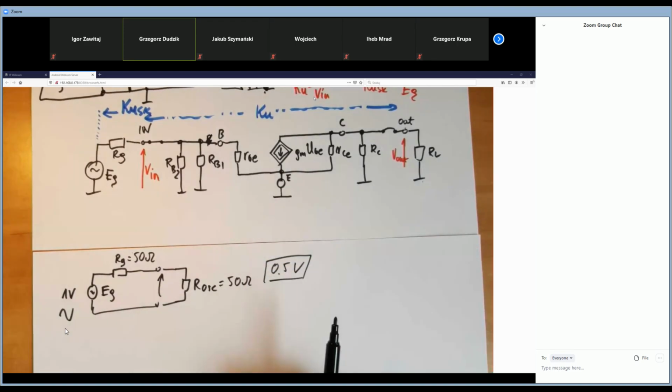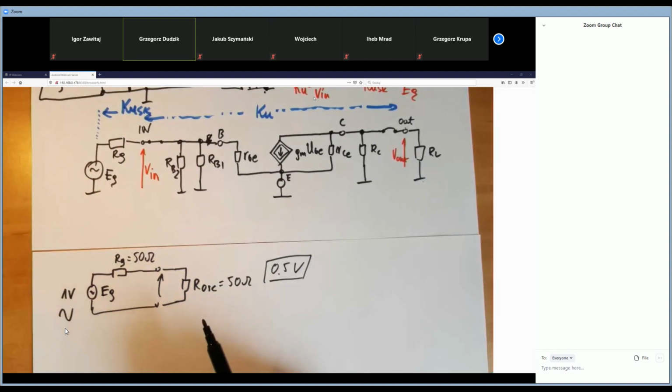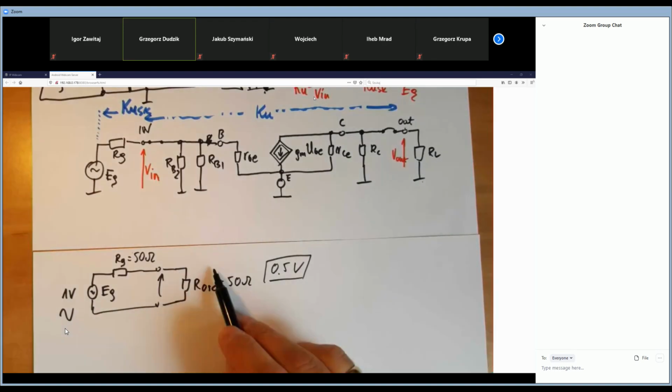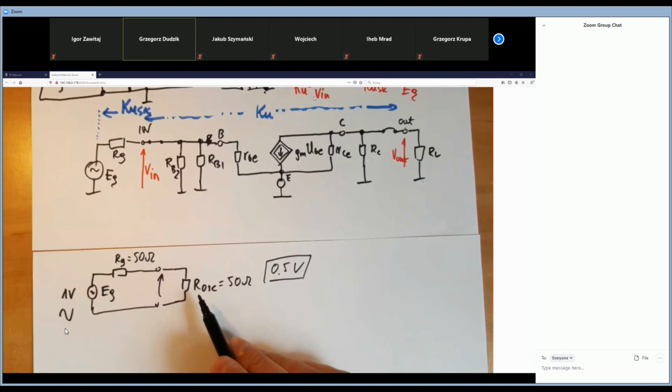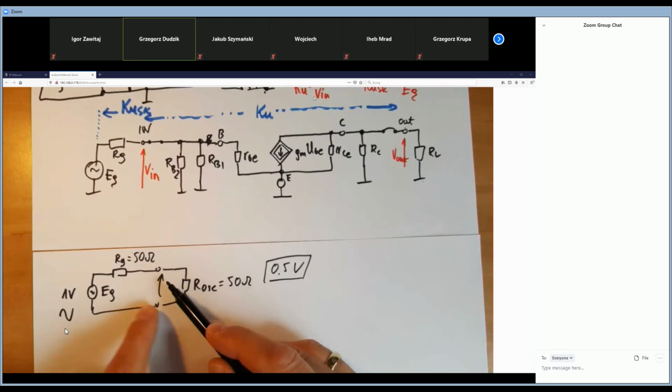Why? Because we've got a voltage divider, due to the output resistance of the source signal existing here. So that's why it is very important to know the input resistance of our electronic circuits, because if we plug it into our generator, we'll see that we haven't got 1 volt, we've got half a volt.